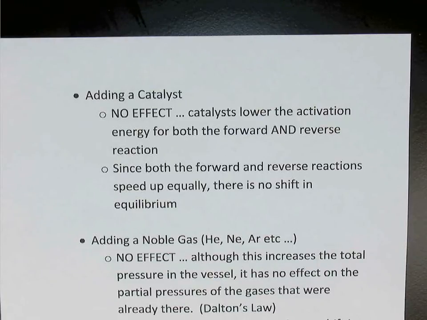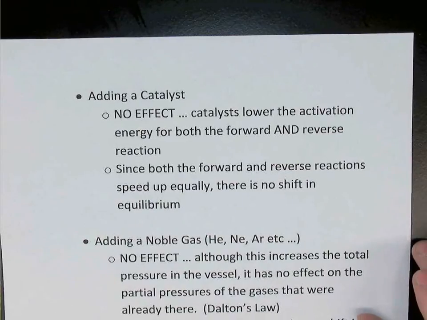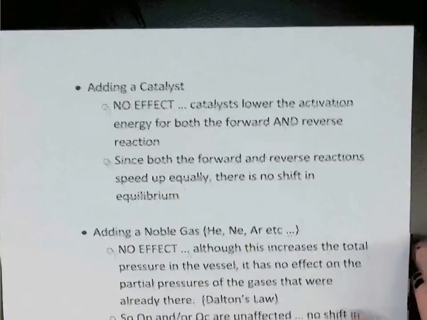But in the end, you'd have the same amount of product with the catalyst as you would have without the catalyst. You would have just made that faster. So catalysts do not affect equilibrium because both the forward and reverse rates speed up equally.